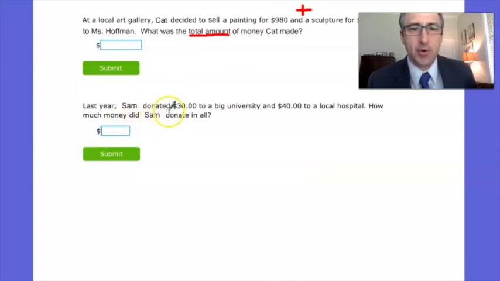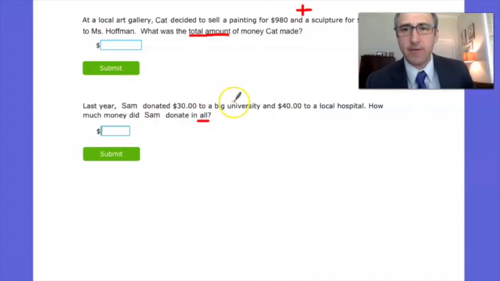Last year, Sam donated $30 to a big university and $40 to a local hospital. How much did Sam donate in all? In all means we're putting everything together. He's donating, but we're not subtracting it from our account. We're just totaling it. So again, we're going to add.